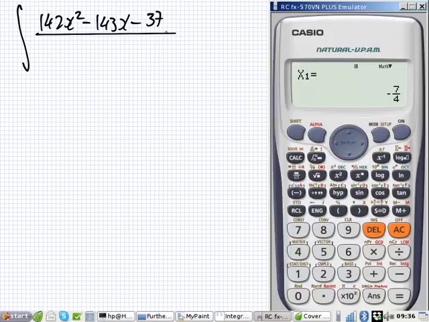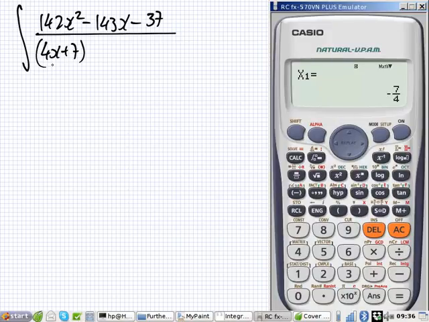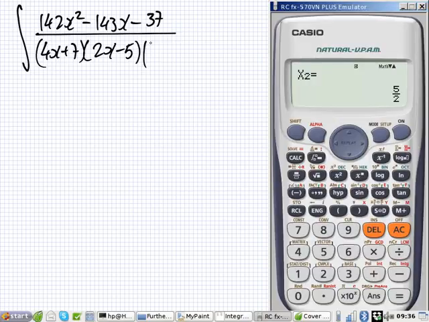I'm going to factorize the bottom immediately. So I have 4x plus 7. Yes, that's right, isn't it? 2x minus 5. 7x minus 3.